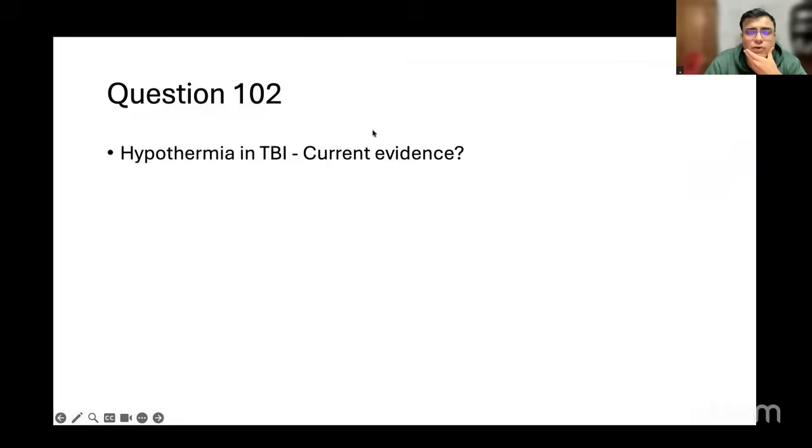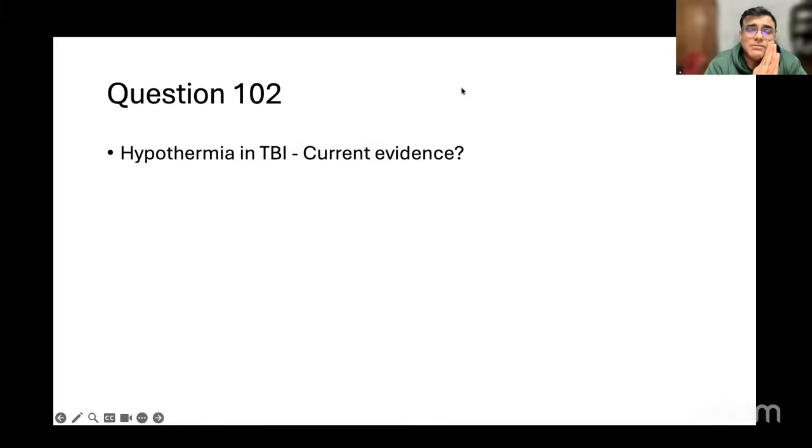Hypothermia in TBI, what is the correct evidence? So there were two trials published recently. There was this trial called Eurotherm 3235 or something. And then there was another trial in 2018 called the POLAR trial. Okay. Both have shown that hypothermia does not improve outcomes. Hypothermia does not improve your neurological outcomes. What is the correct evidence? The correct evidence is that it does not work.